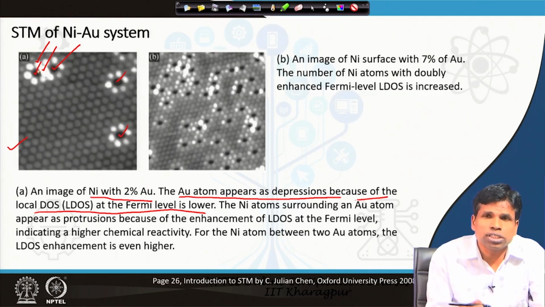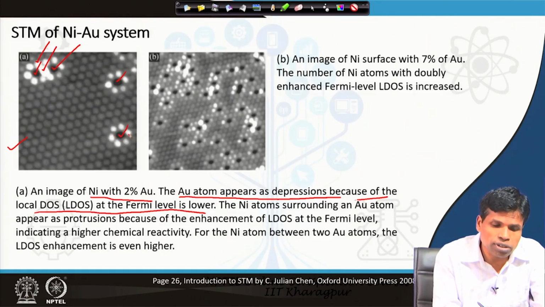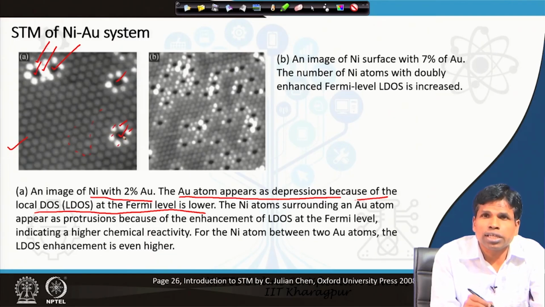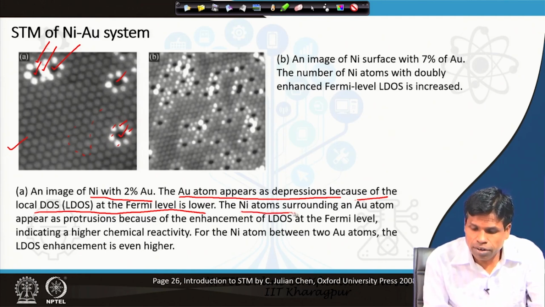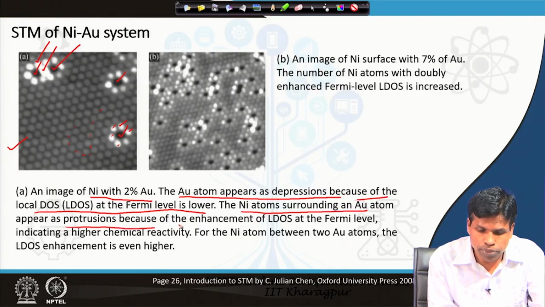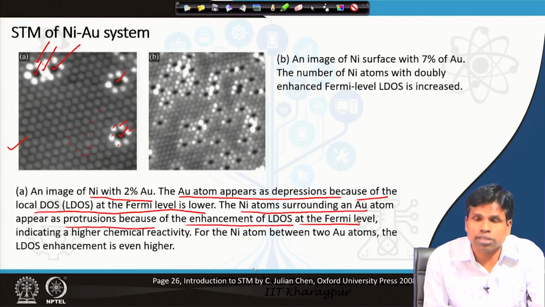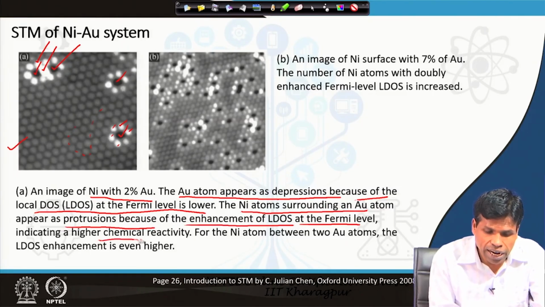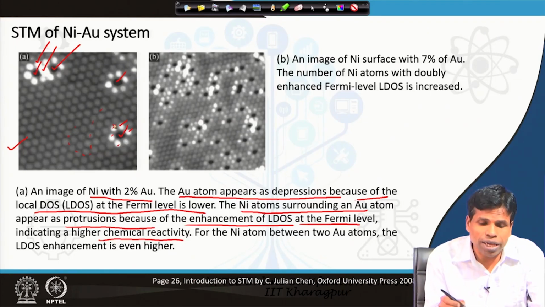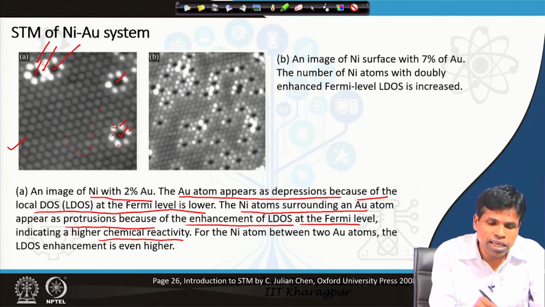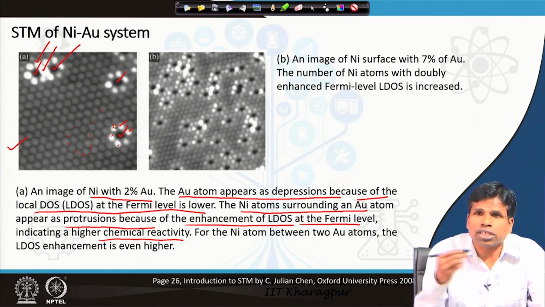But interestingly, we see another feature: around that gold atom, the nickel atoms are brighter. Here all are nickel atoms, but the nickel atoms present around the gold atom are far brighter. That means the nickel atoms surrounding the gold atom appear as protrusions because of the enhancement of the local density of states, indicating their higher chemical reactivity, that those nickels have reacted with the gold in a manner that they have changed themselves and their density of states goes higher.